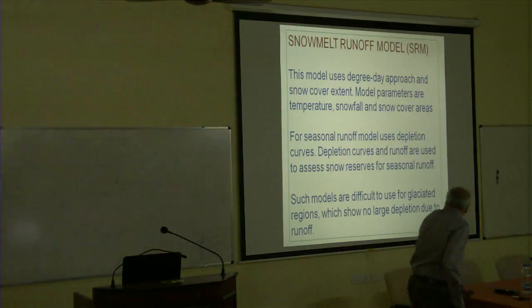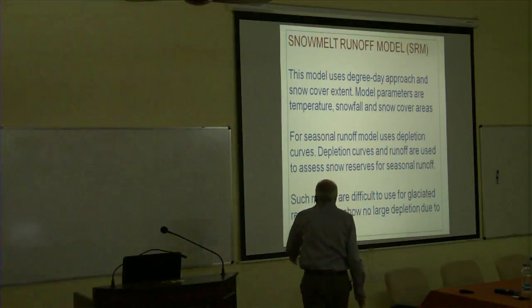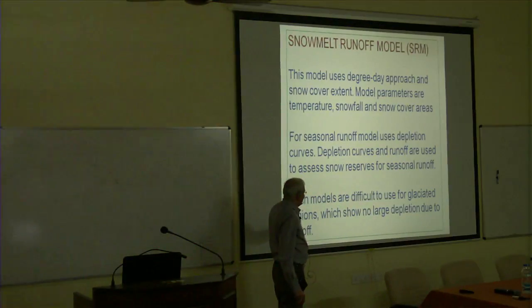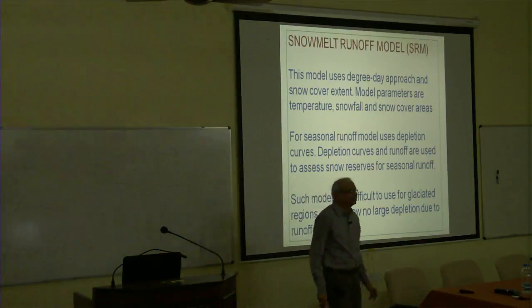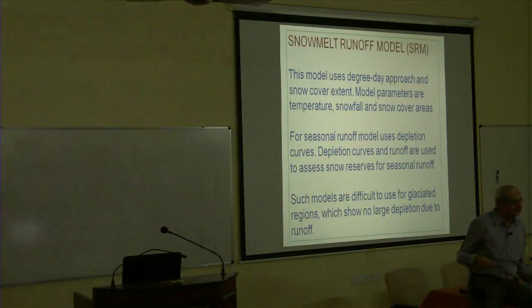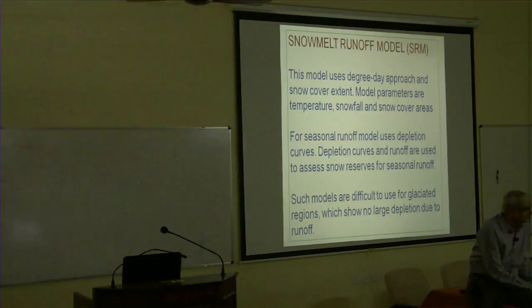Can you read it? Such models are difficult to use in glaciated regions, which show no large depletion due to runoff. Some way you are right. Can there be a simpler explanation?